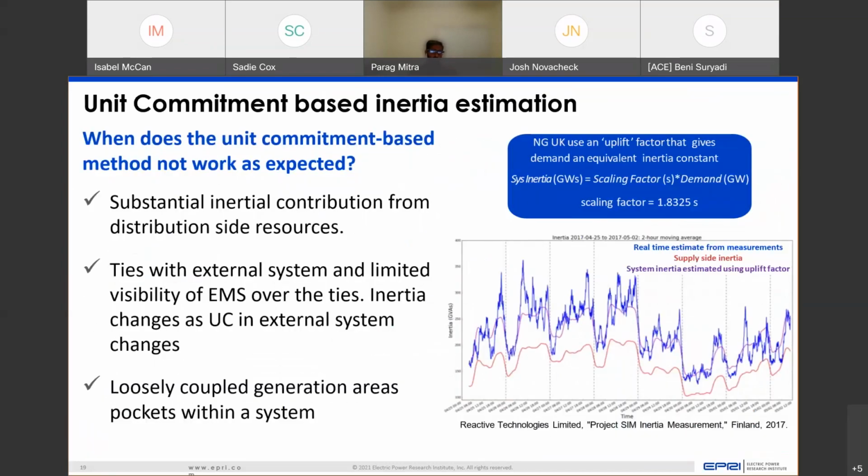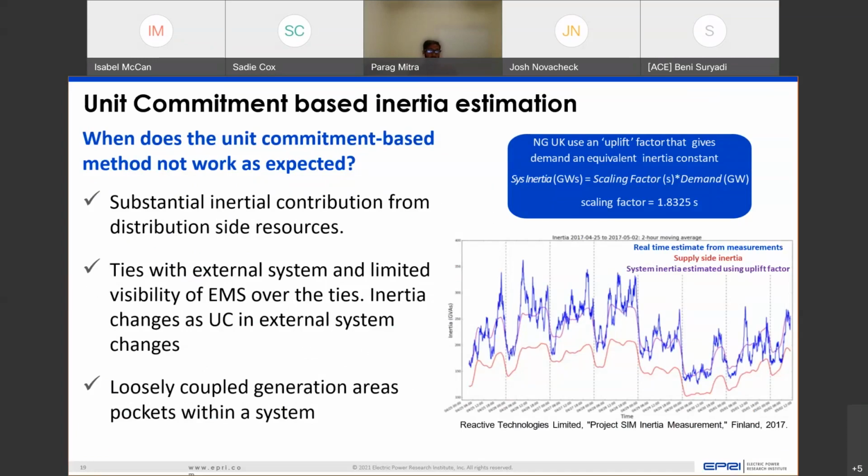So when does this unit commitment based method not work as expected? Even though it's a very simple method, there can be instances when it does not work as expected. Here are some examples when this method might not work well.